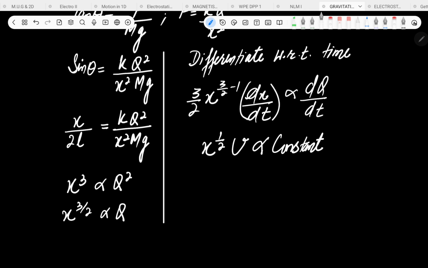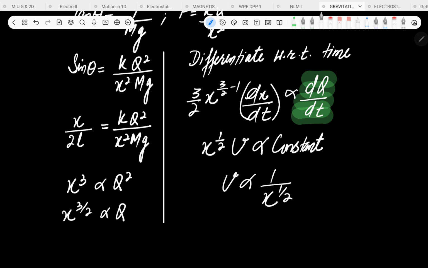It is given in the question that the charged particles leak out the charge at a constant rate, which implies this dq by dt is constant. See that this 3 by 2 is also constant, this dq by dt is constant. I am trying to get rid of these constants. Okay, so I will write like this. This v is proportional to 1 by x to the power 1 by 2, isn't it?